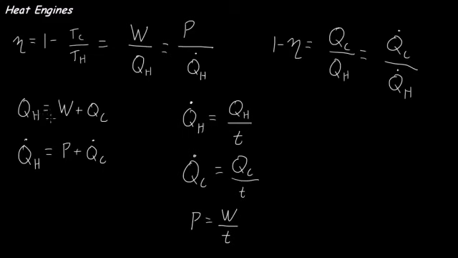I have these equations which describe the heat flow in the system. QH is the work output plus the reject heat, and Q dot H, that's the input power, is equal to the output power plus the reject power, Q dot C. All of those quantities are related via time, like I showed you on the diagram. To go from energy to power, you divide by time.